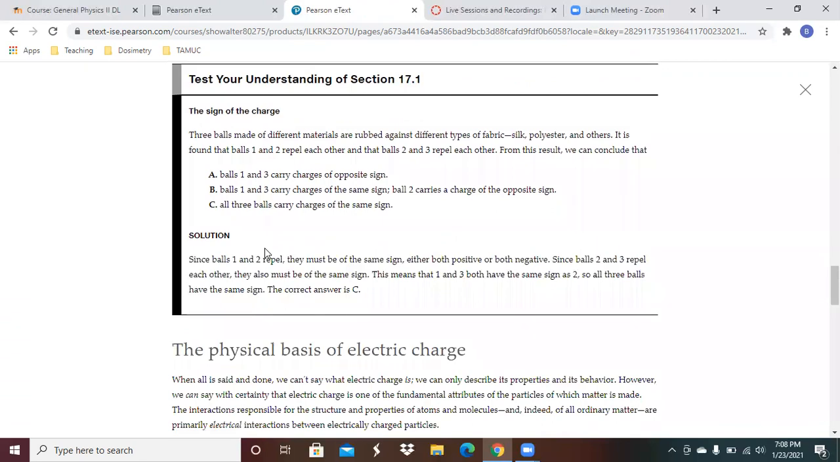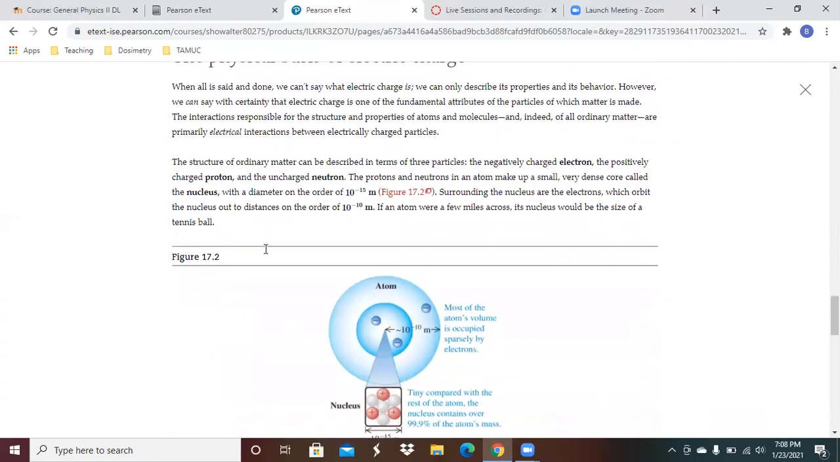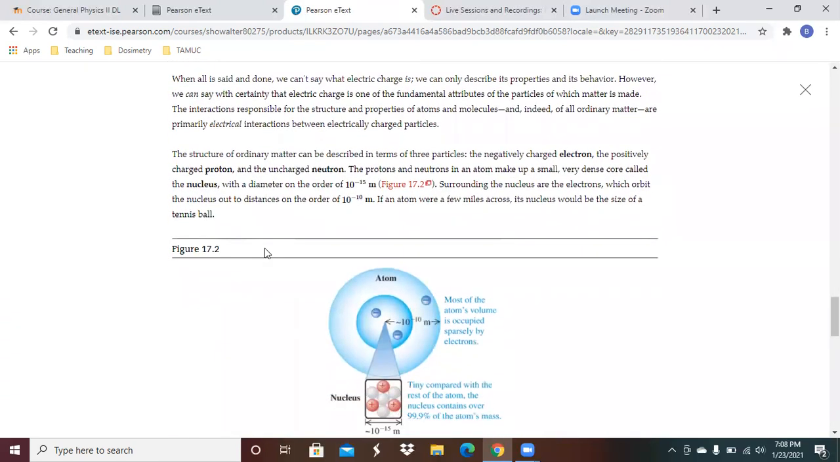So let's see, the physical basis of electric charge. When all is said and done, we can't really tell you what electric charge is. We can quantify it, and we can discuss what the effects of it are, but we don't really know exactly what it is. But we've figured out enough about it to be able to model the activity.